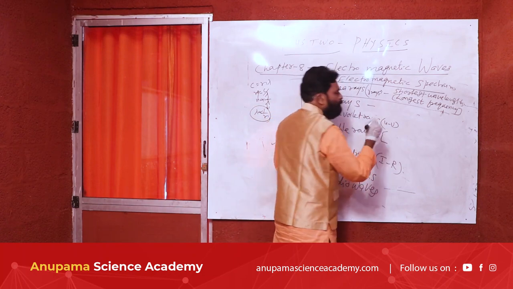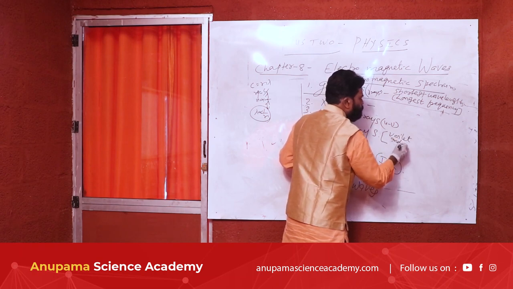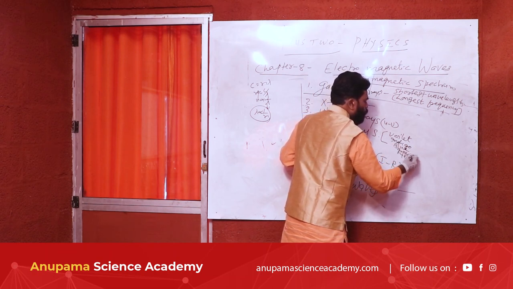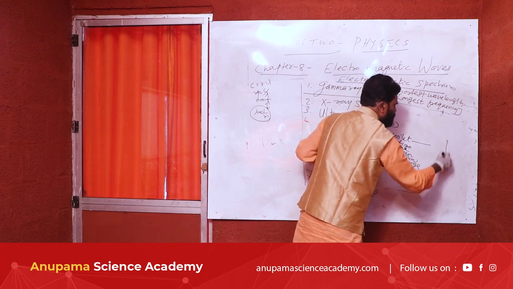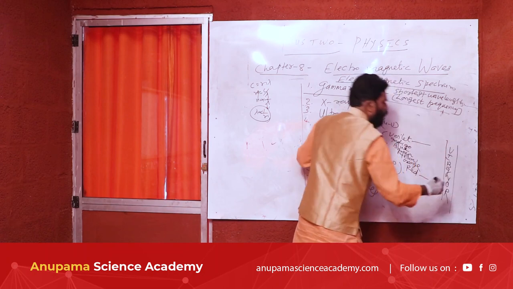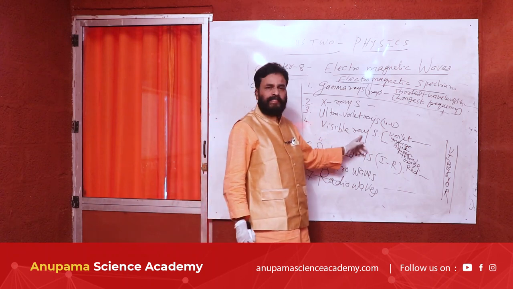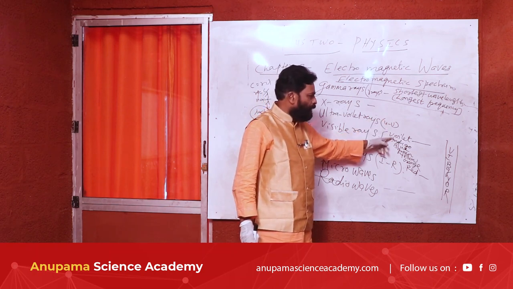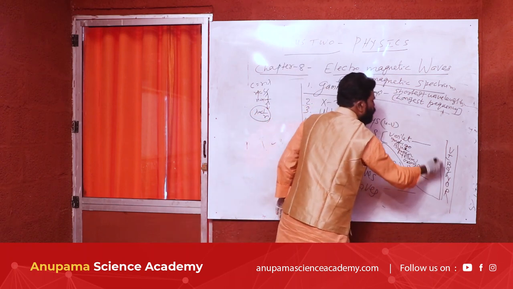In visible rays also, there are seven members. You know that violet, indigo, blue, green, yellow, orange and red. These seven members together in visible light make the white light. White light, the visible light, consists of violet rays, indigo rays, blue rays, green rays, yellow rays, orange rays and red rays. This is VIBGOR, you know, VIBGOR.